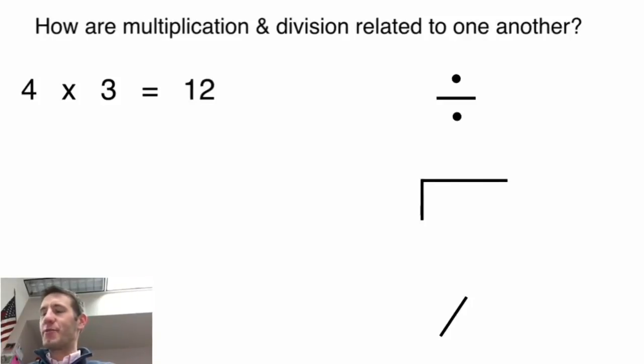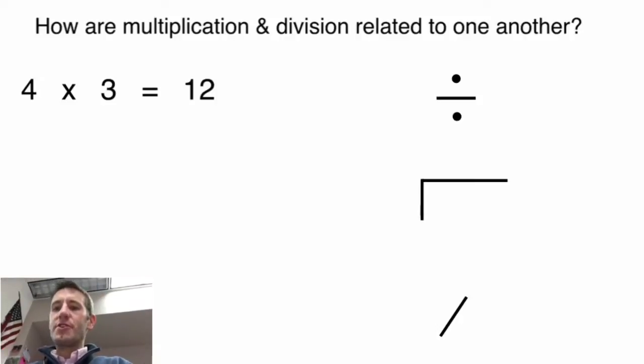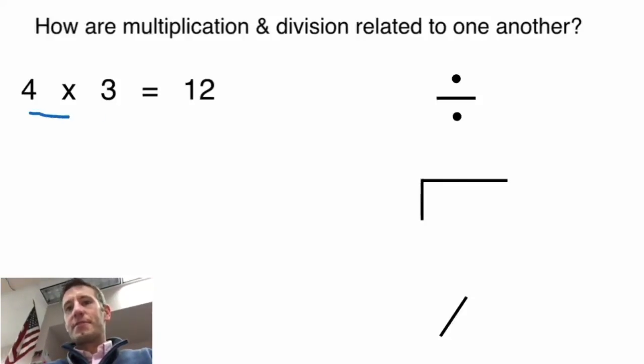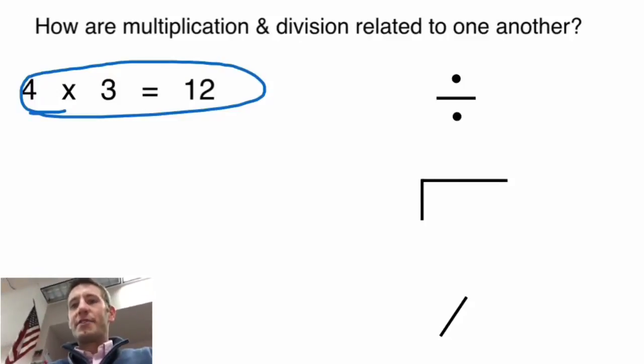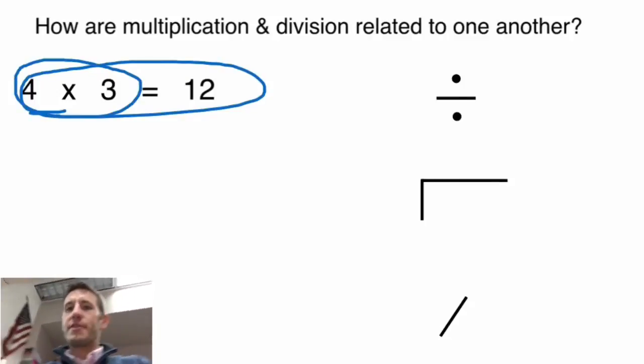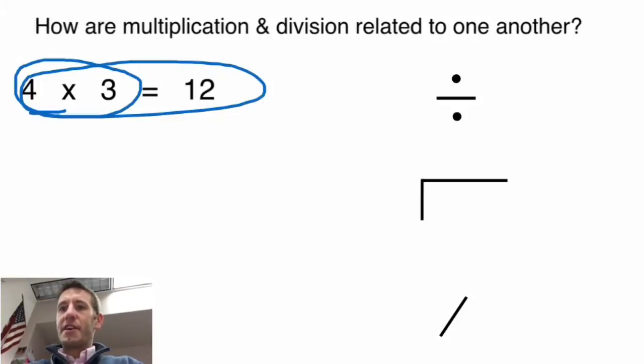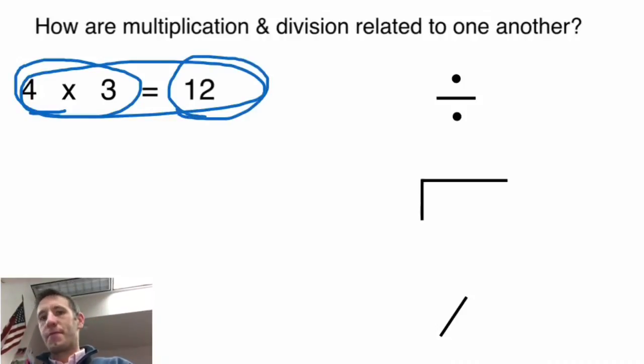Hey everybody, in this video we're going to do a little bit of a division introduction, and we're also going to answer the question together: how are multiplication and division related to one another? So to start off, throughout our whole multiplication unit, you saw multiplication problems like this, right? 4 multiplied by 3 is 12, and you had two factors, 4 and 3, that were multiplied together to get a product of 12, okay?